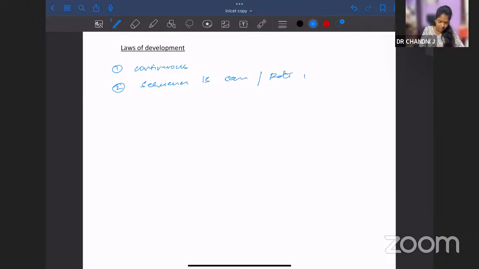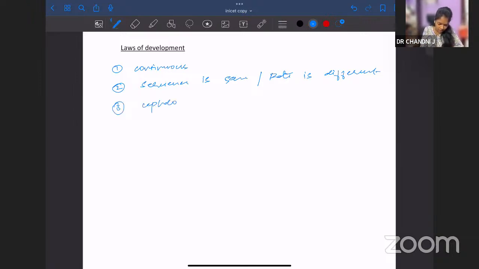Sequence is same means, if a baby is attaining head control followed by sitting with support and then walking, it is the same in all babies. The sequence of events is not going to change. But the rate is different. Some babies attain head control by 3 months, some by 4 months, some by 5 months. So it is always a range. Clear? Sequence is same, but rate differs from baby to baby.